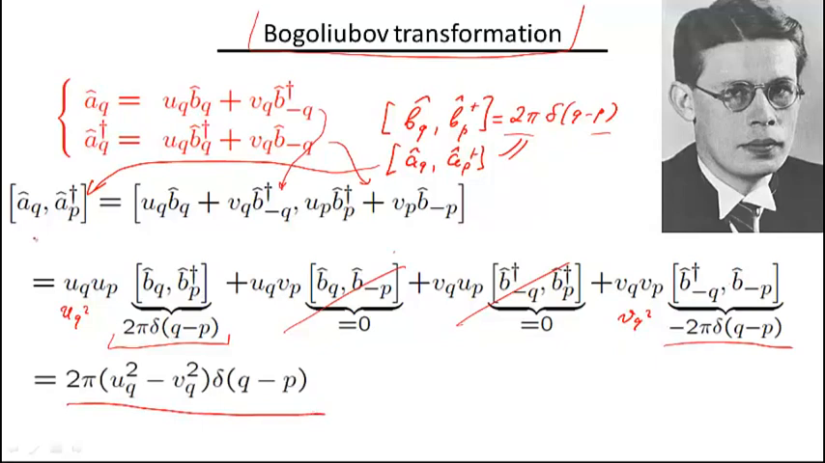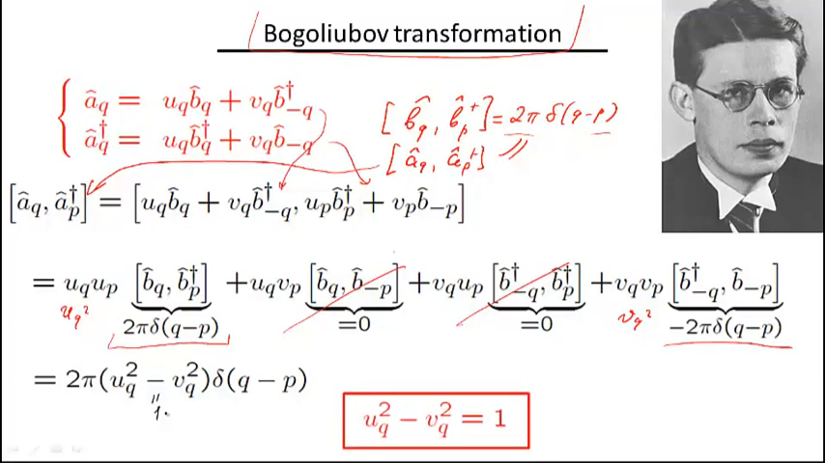And now I have to require that the right-hand side reproduces what is supposed to be in the left-hand side. That is this 2 pi delta function of q minus p. Which means that this coefficient here, this u squared minus v squared, must be identically equal to 1. And this introduces a constraint, an important constraint on this Bogoliubov transformation.